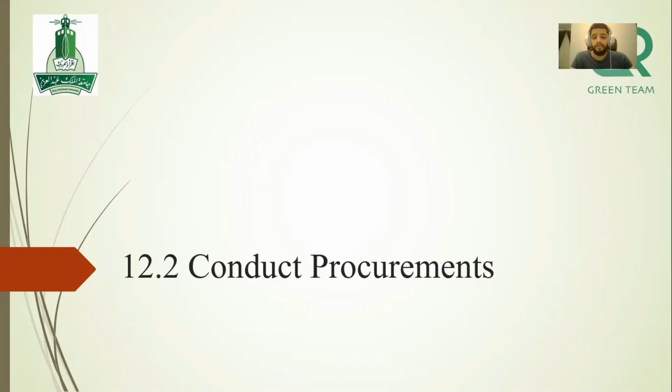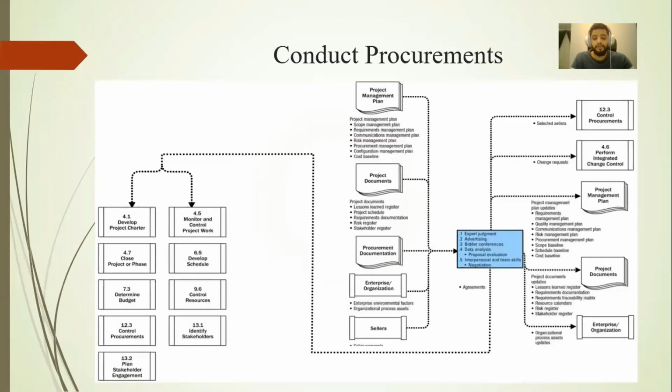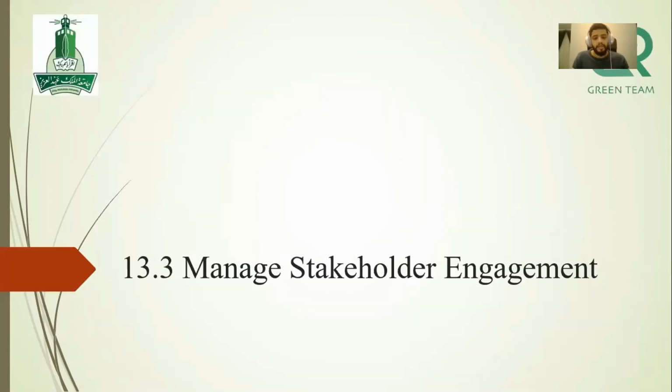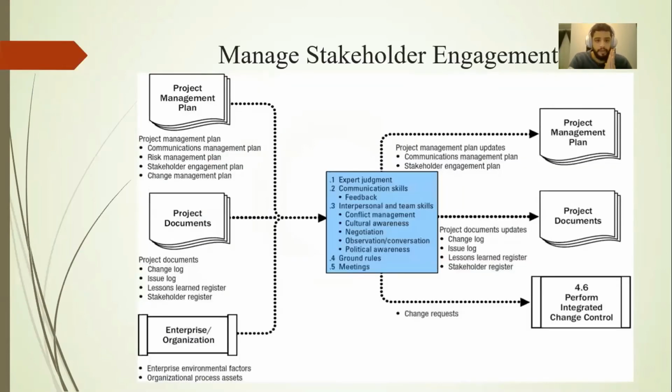Conduct procurements is the process of obtaining seller responses, selecting a seller, and awarding a contract. Manage stakeholder engagement: you can see here the input is the project management plan, in the middle are the tools and techniques, and the output is on the right, the project management plan or project documents.